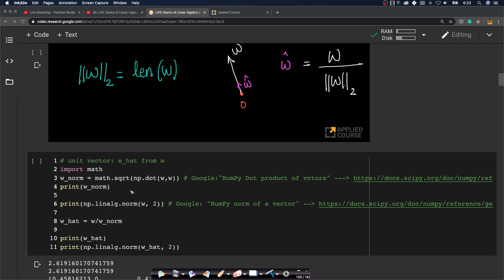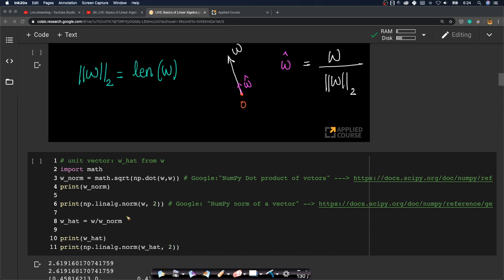So the concept is very simple. Let's translate it into code. What is the definition of W norm? You take W, do the dot product between W and W, which is equal to W transpose W, and take the square root of it. This is the mathematical definition. This is basically the distance between this point and this point, W minus 0, where 0 is the origin. So you're just computing the distance from this point to the origin.